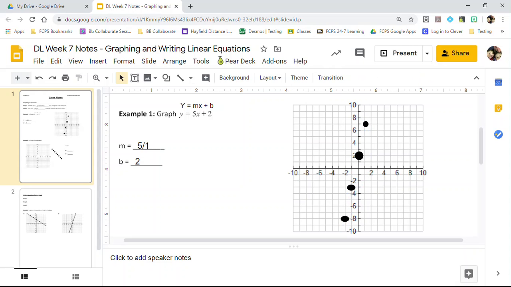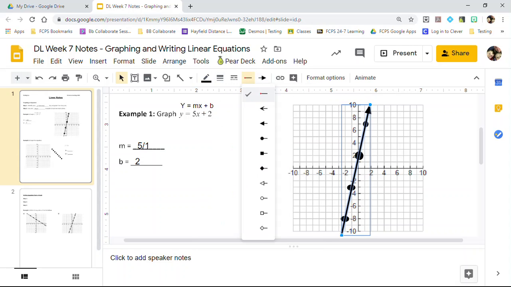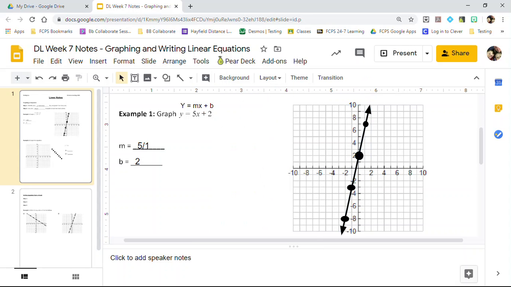Now I can draw my line. To get a line, I can come up here to the line, and I want one with an arrow, because we always have to have arrows on the end. I'm going to draw my line all the way through. It should look something like that. I can play with it to make sure it's actually going where I want it. Then I can change the color to black, make it thicker, and put an arrow on the other end. So there we go.